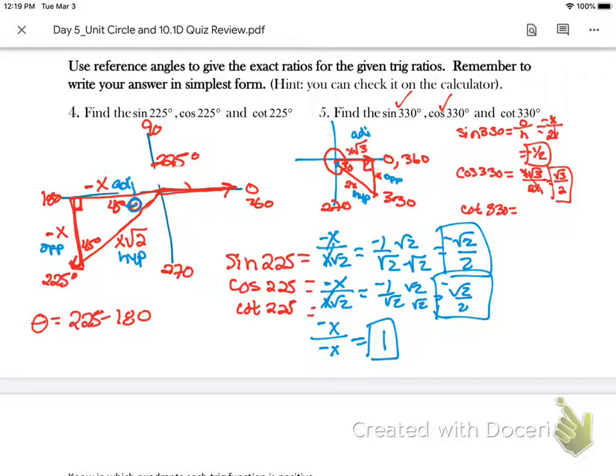Cotangent, adjacent, x root 3 over opposite, negative x. These cancel, so it should just be negative root 3. I don't have a button for cotangent, but to check on the calculator, I would do 1 divided by tan 330. And I get negative 1.732050808. And I say, is that the same thing as negative root 3? Oh, it is. Check, did that one correctly. Okay.